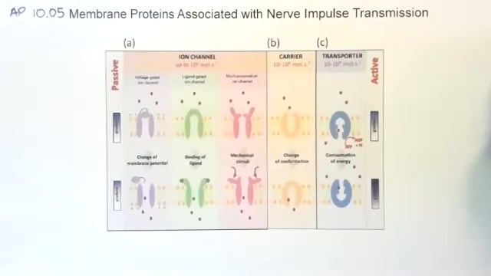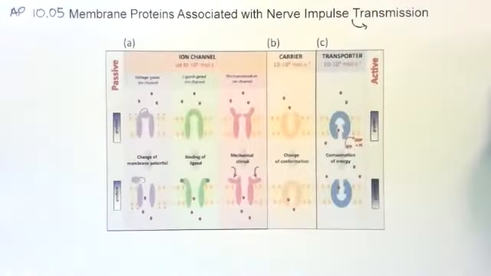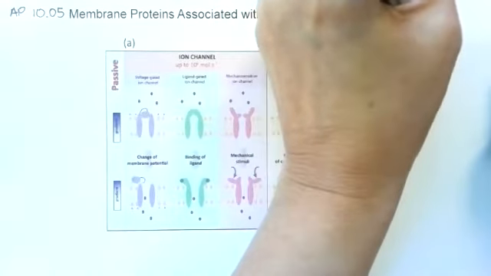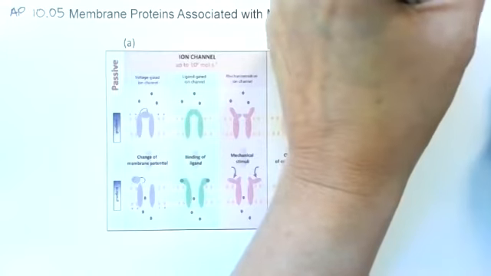Hi gang, welcome to Anatomy Physiology video 10.05, where we're going to take an overview of the membrane proteins that are associated with nerve impulse transmission. By the way, the other term, what we call when we conduct a nerve impulse, is action potential. So we're working our way up to understanding action potential.